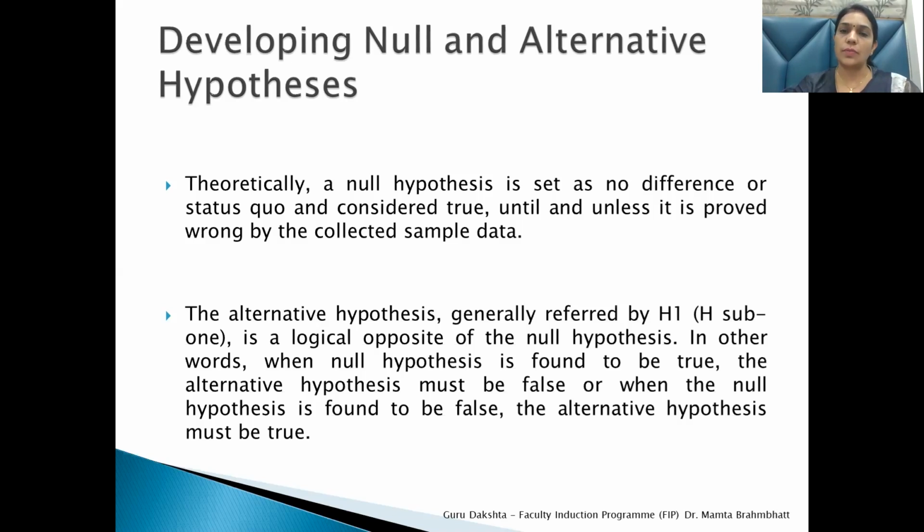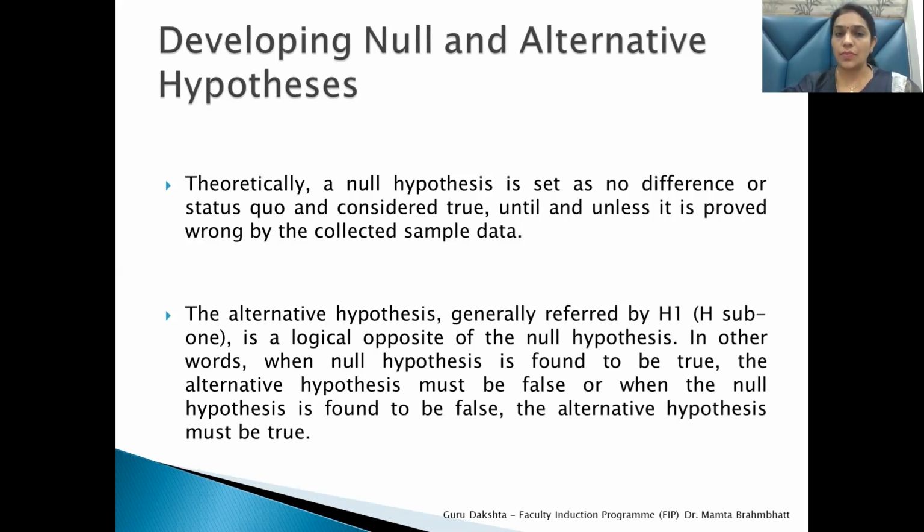The alternative hypothesis is opposite to the null hypothesis and it is denoted by H1. Null hypothesis is denoted as H0 and alternative hypothesis is denoted as H1. So the alternative hypothesis is the researcher's claim. When the null hypothesis is found to be true, the alternative hypothesis must be false.